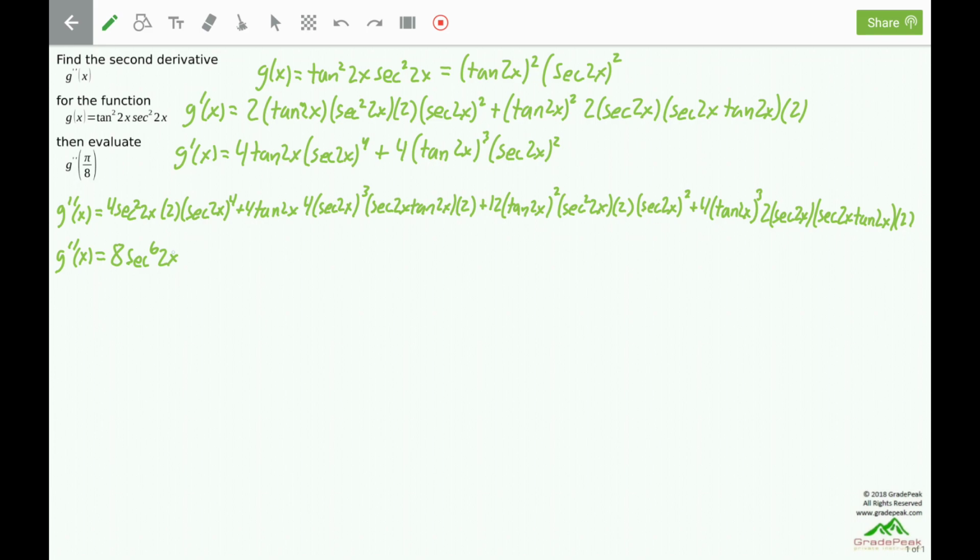I'm now going to write it as secant to the sixth of 2x because we no longer need to take any more derivatives. The next term, we have a 4, a 4, and a 2. 4 times 4 is 16 times 2 is a 32. So plus a 32. We have a tangent and another tangent, so tangent squared of 2x. We have a secant cubed and a secant, so secant to the fourth of 2x.